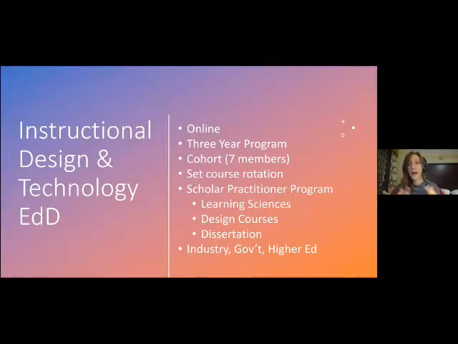So I chose to get a doctorate in instructional design when I finally figured out that that's what I wanted to do. It was more of a personal choice. I don't think it's necessary by any means. I had always imagined that I would get a doctorate someday. So when I finally figured out what I wanted to do, I was like, oh, this is my chance.